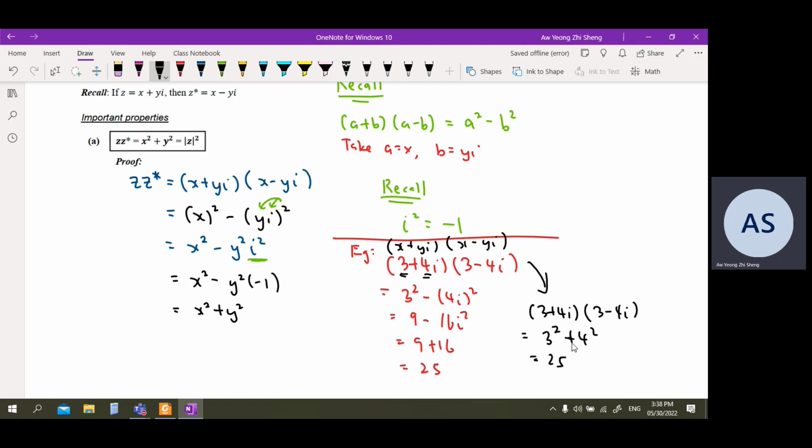And we will frequently encounter such multiplication later in this chapter. Okay, so you should remember this result. When you have a pair of conjugates multiplied together, you simply get x squared plus y squared, where x is the real part and y is the imaginary part.